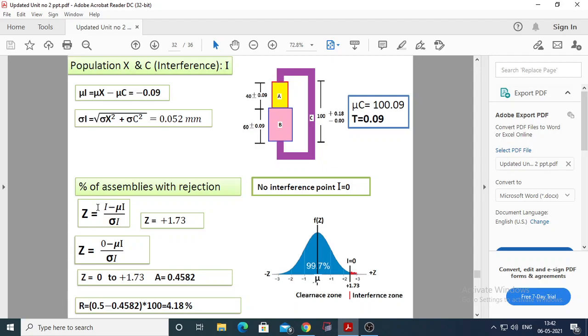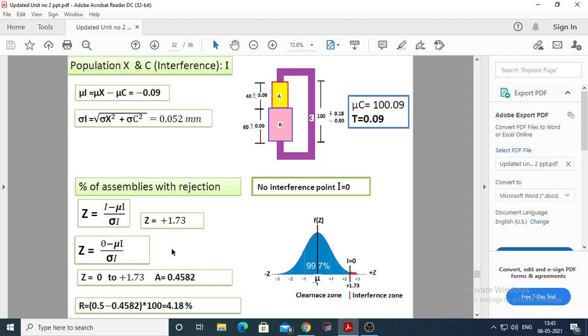Okay, z is equal to the generalized formula, x minus mu x divided by sigma x. Put the value x is equal to 0, then mu x is equal to minus 0.09 and sigma x is equal to 0.052. Minus minus plus, then you will get z is equal to positive 1.73. If you check this random variable value in the chart, see, I have plotted the graph here.